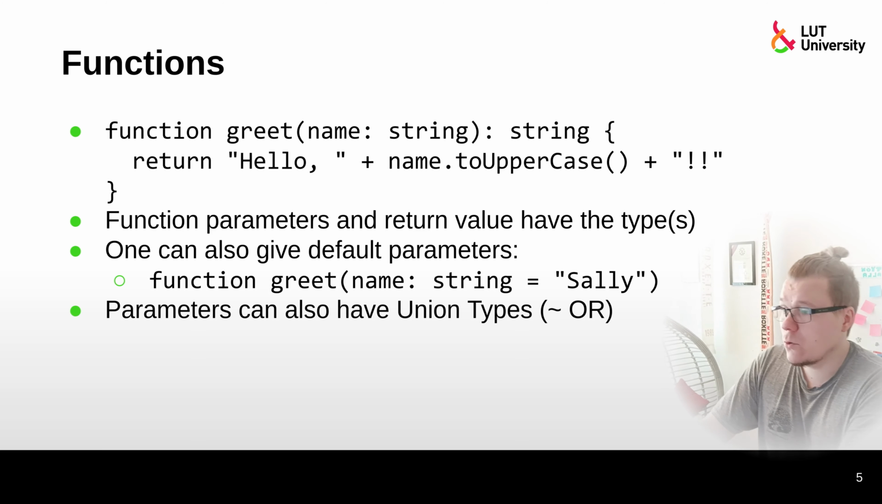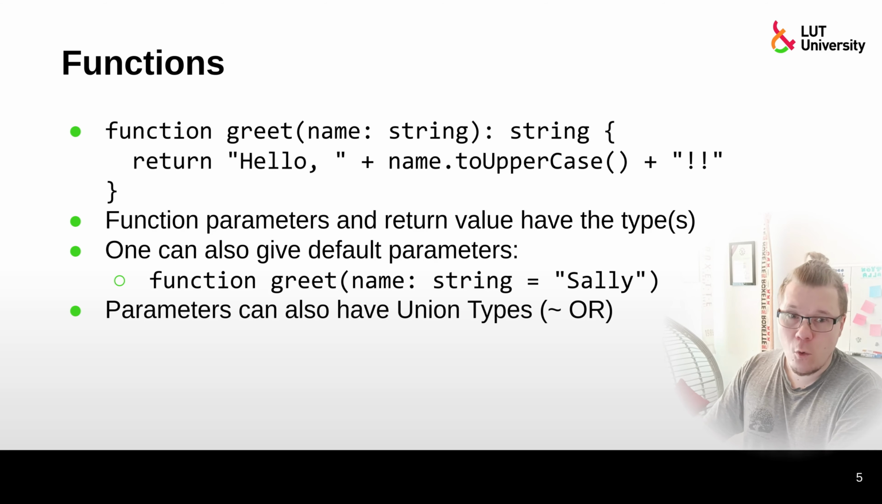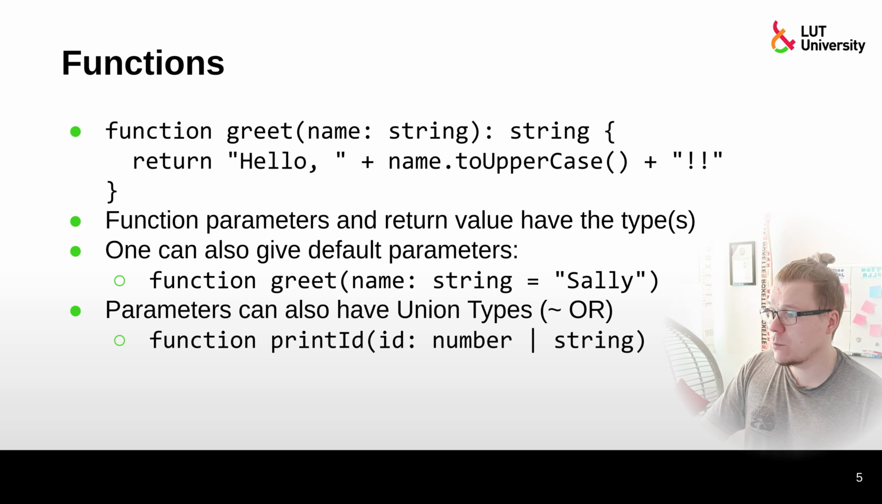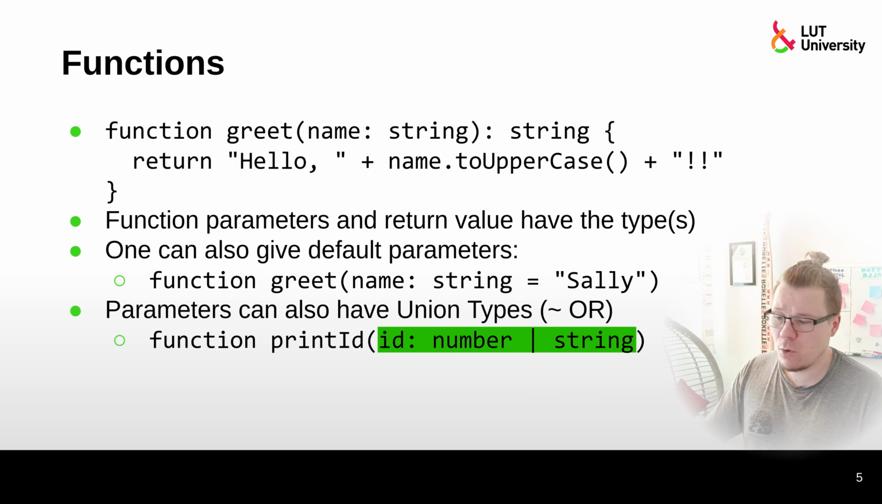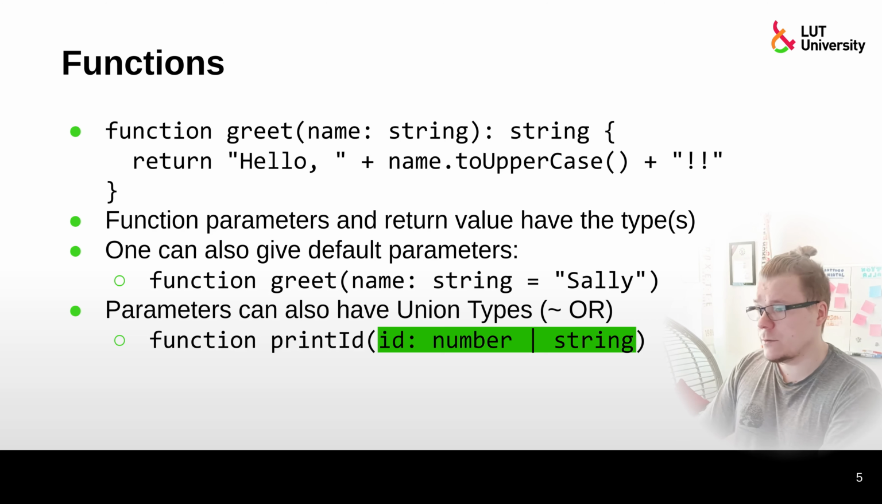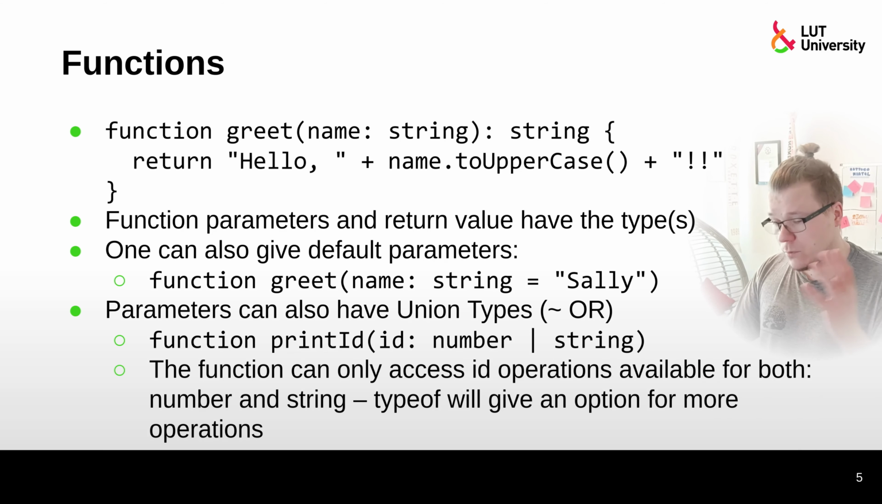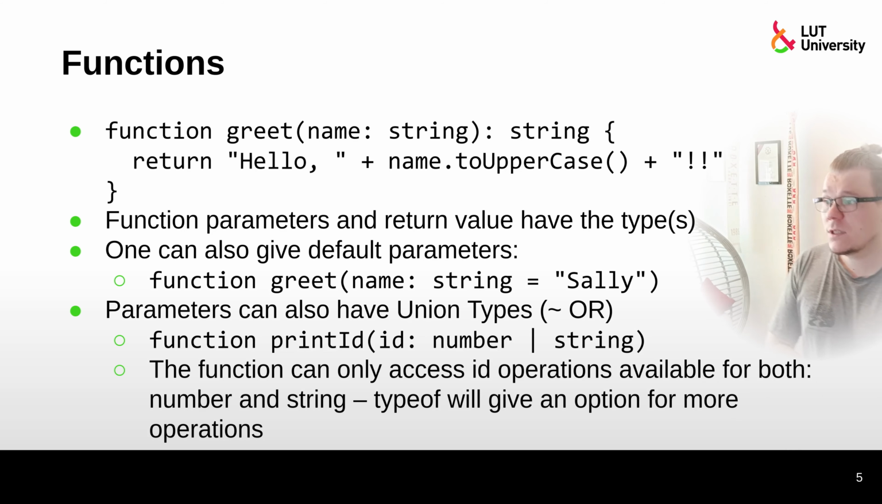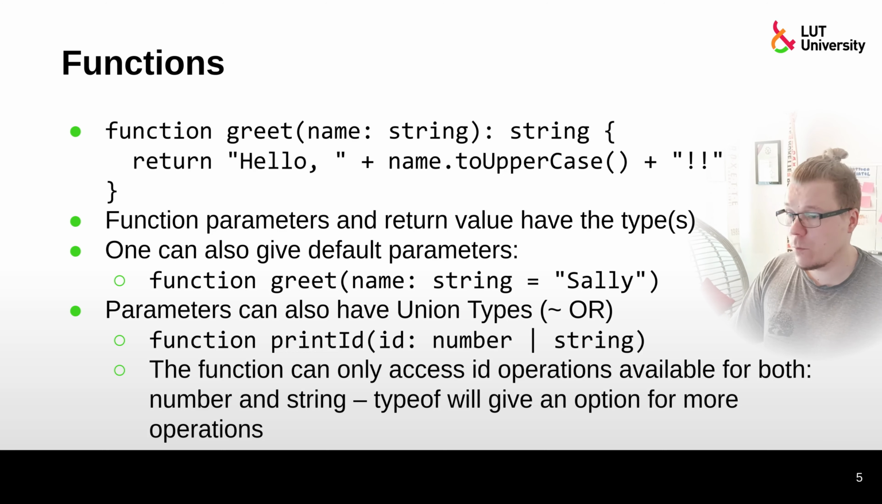Parameters can also have union types, which is pretty much like the OR keyword. So we have a function printId, and we are defining that the id can be either number or string. Of course, it cannot be both of them, and it would not be allowed to be an object, but it can be a number like 42 or a string like id-42. After that, this function printId can only access operations available for both number and string. So if we tried to use, for example, the toUpperCase method, and we had a number there, we could not use that.